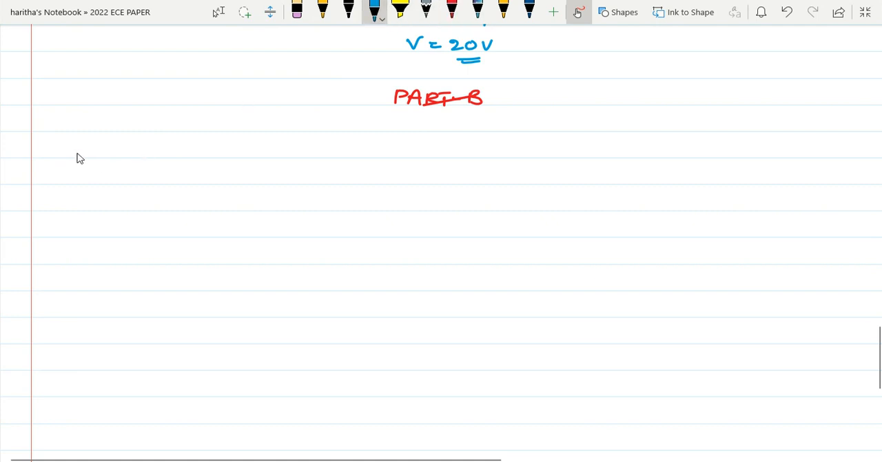Let's see the first question. So in part B, 11th question, 1A. Find the equivalent resistance between A and B terminals for the circuit given. So I will draw the circuit here.